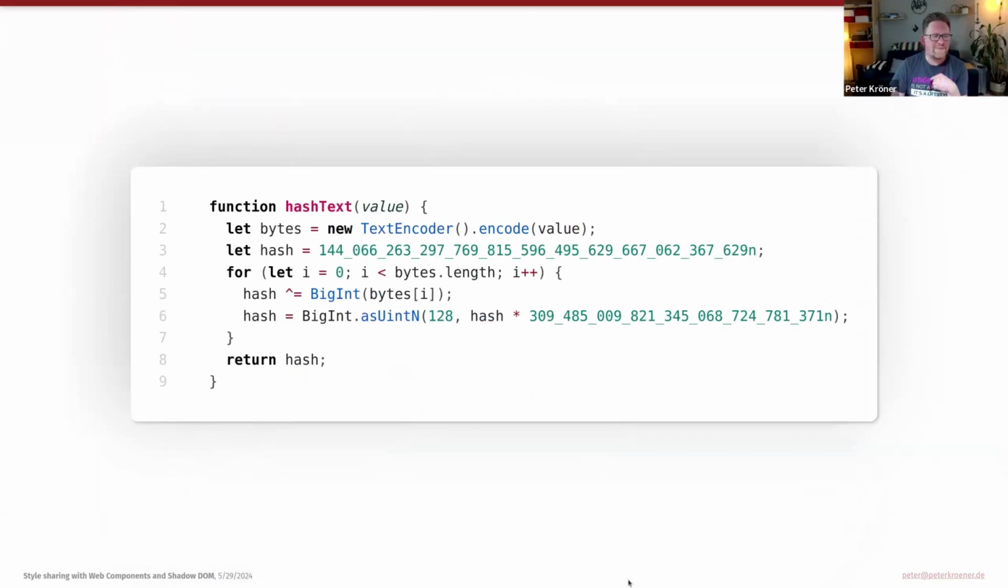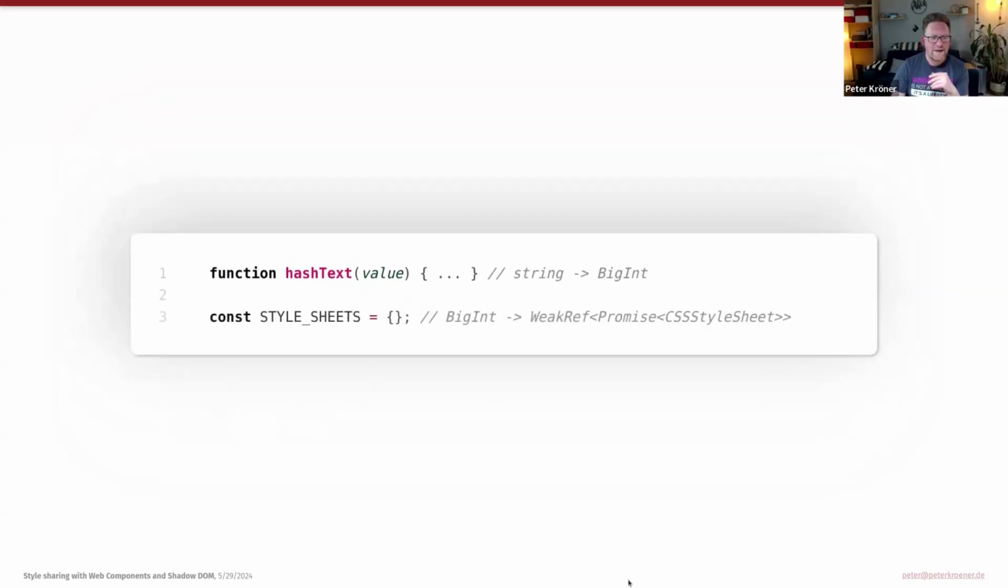So this is my implementation that I'd rather not talk about. This is just a hash function. Don't look at it too hard. And then, you could just create a central repository that maps hashes to references, to promises, to style sheets using weak refs because of memory management.